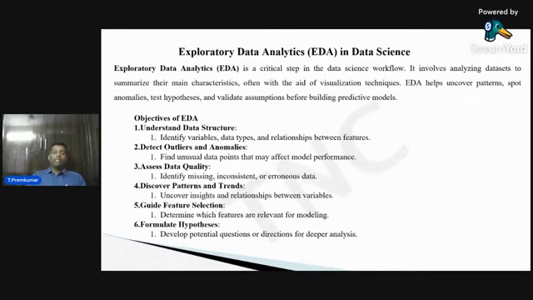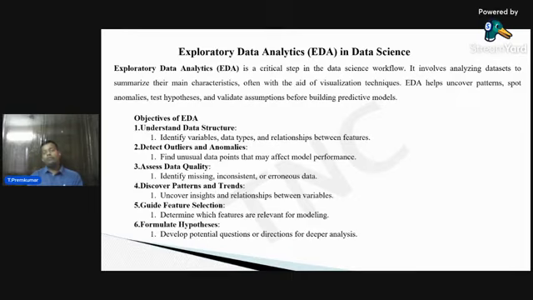The next topic is exploratory data analysis, that is EDA, in data science. It is one of the critical steps in the data science workflow, which involves analyzing the datasets to summarize their main characteristics, often with the aid of visualization techniques. EDA helps uncover patterns, spot anomalies, test hypotheses, and validate assumptions before building predictive models.